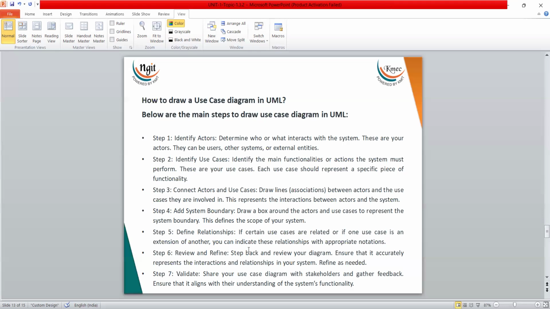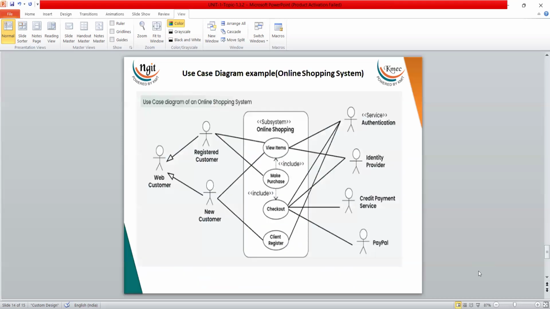Review and refine. Every time the total diagram is completed, we need to refine it and check whether any requirements are missing or any modifications are needed. That can be done at the time of validation. At the time of validation, once again understand the total functional requirements and then go through the model. So these are the steps to follow whenever a use case diagram is designed or drawn. Coming to the case study, this is an online shopping system.